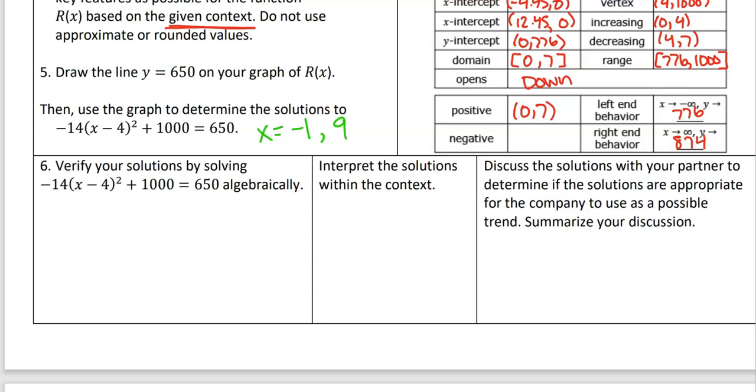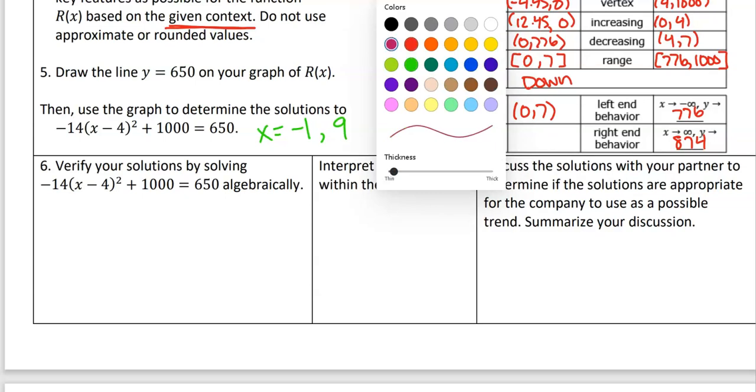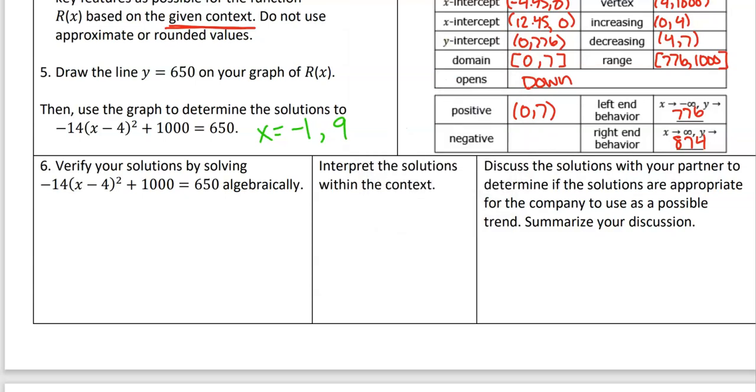Okay, let's interpret our answers. I want to jump to interpreting. Interpret the solutions within the context. So we are talking about years, right? So the years 2006 and 2016. Where did I just get those numbers from? By adding the x's to our 2007. If we have x equals -1, we went back a year to 2006. X equals 9, I'm going to add 9 to 2007. So 2006 and 2016. In those years, it's predicted that how many people are going to do running as a hobby?